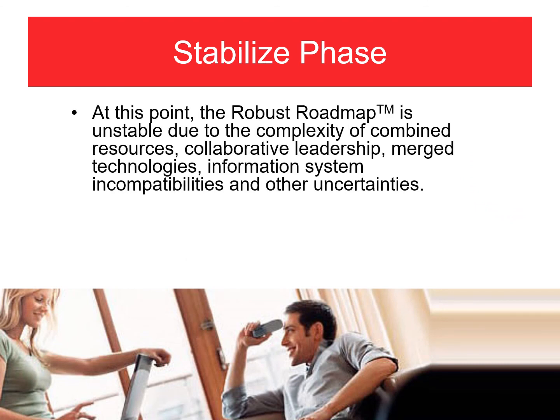At this point, though, the robust roadmap is unstable due to the complexity of combined resources, the collaborative leadership involved, and the merged technologies. That alone by itself would be a huge undertaking in many organizations, especially if they are behind the times on their technologies, and the information system incompatibilities and other types of uncertainties that would come up. There are too many really to even list here, but those are the major ones.